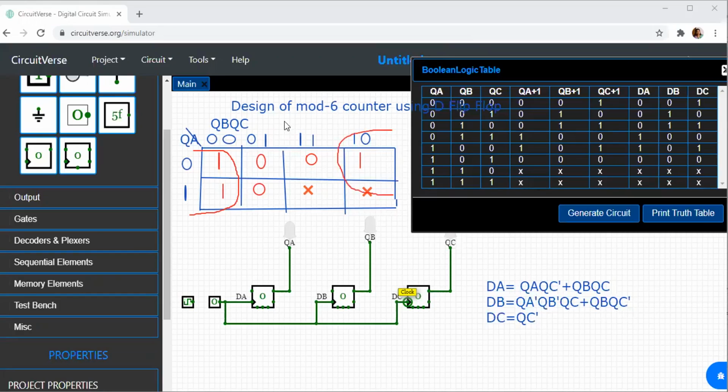Since mod 6 is a 3-bit counter, which will count from 0 to 5, I require 3 D flip-flops. This is designing using D flip-flop: DA, DB, DC. Let us connect the clock. Again, you have to use a clock like this. Since we'll not be able to visualize the output, I've used a gated clock. Then we have to connect what DA, DB, and DC are.